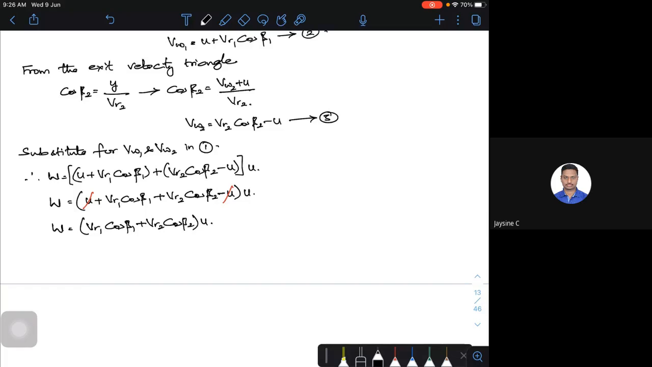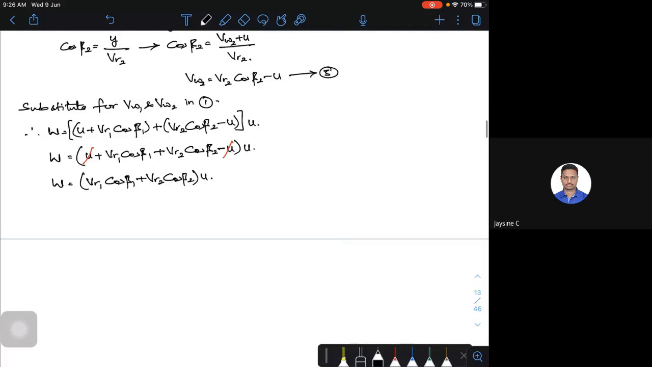If I want, I can take VR1 cos beta 1 outside. So W is equal to U into VR1 into cos beta 1, and if I take it outside, this will become 1 plus VR2 into cos beta 2 divided by VR1 into cos beta 1. Let me call this equation number 4. This is the generalized expression.